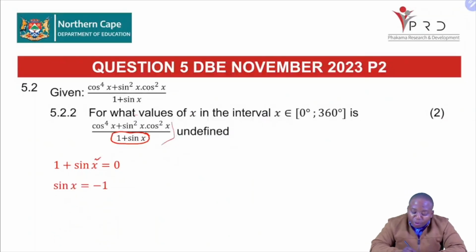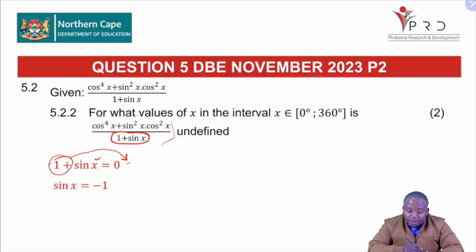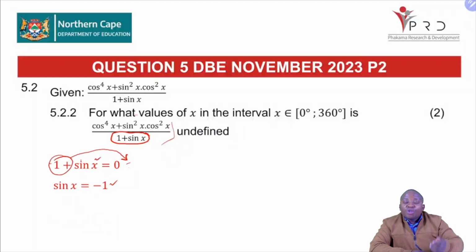Now, to solve for the value of x, we can subtract 1 from both sides, or the simpler way to think about it, we can transpose that positive 1 to the right hand side. Then we have sine x is equal to negative 1. Now, remember, we are having a general solution. We can apply the general solution in this case.